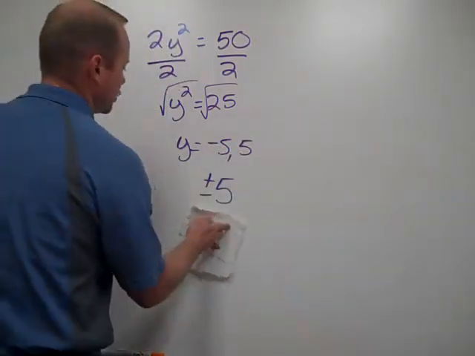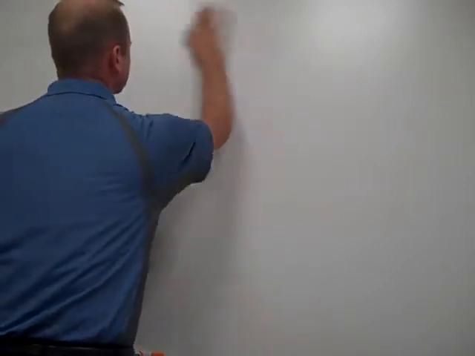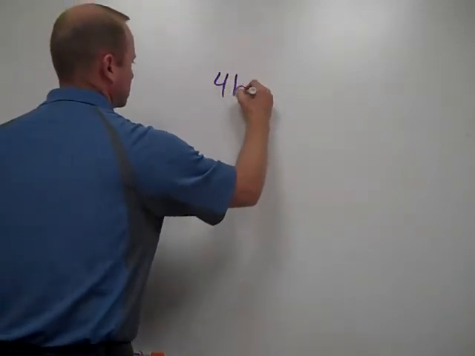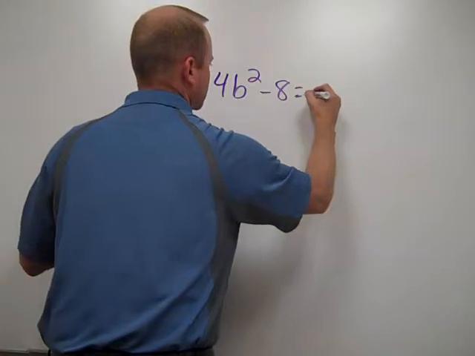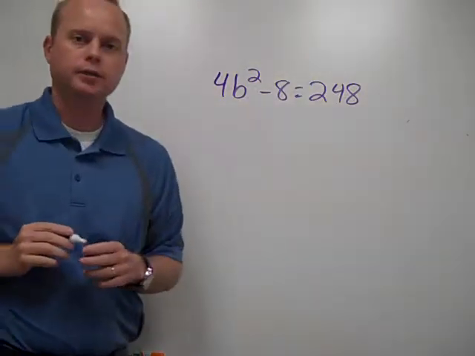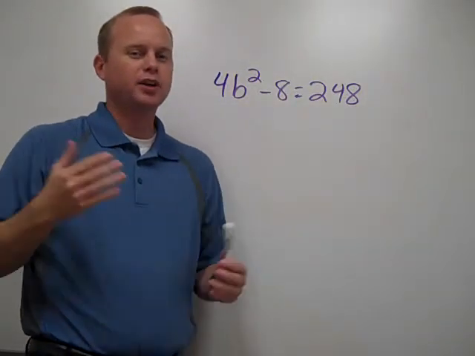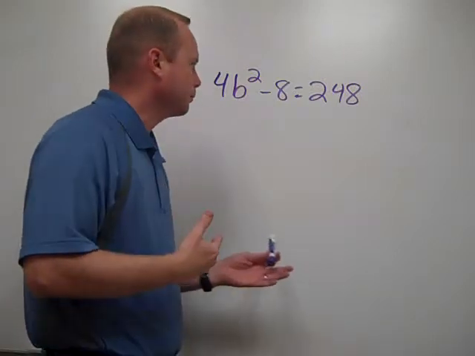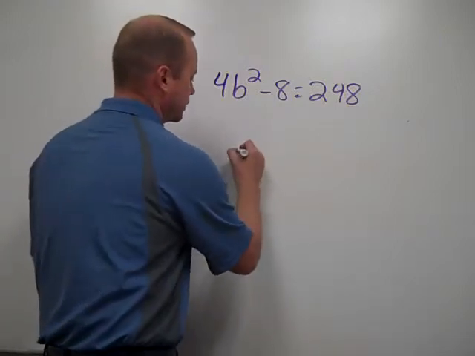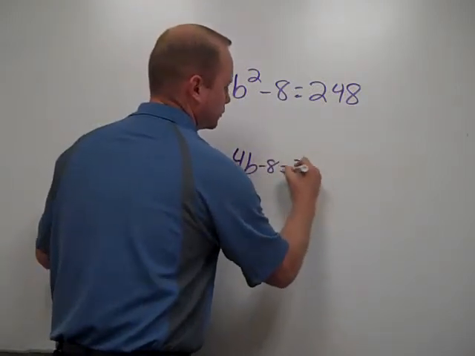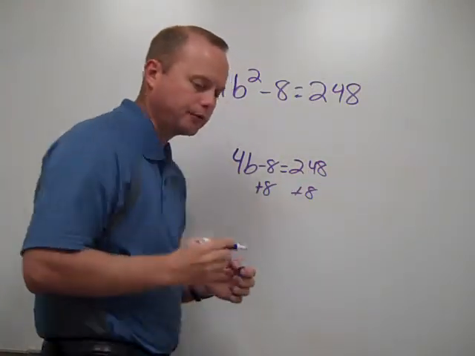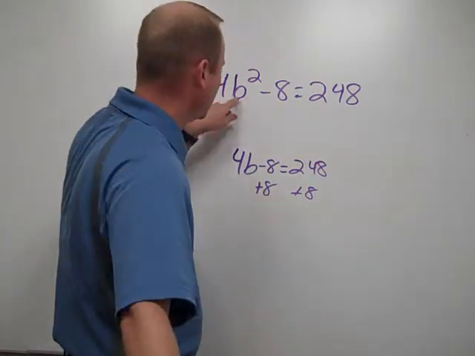Now let's look at one that's a little bit more challenging. Okay, this one has multiple steps on it. And you really already know how to solve this equation. If I put up one that was 4b minus 8 equals 248, you could do that. You would simply add 8 to both sides, and then you divide by 4. Well, it's the same process here, only now we're dealing with the b squared.